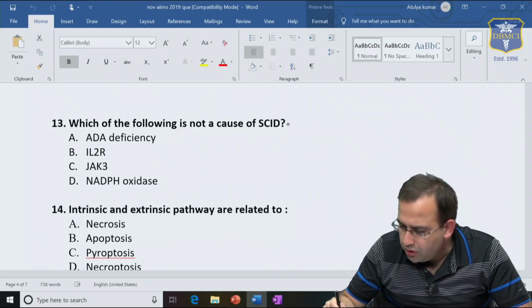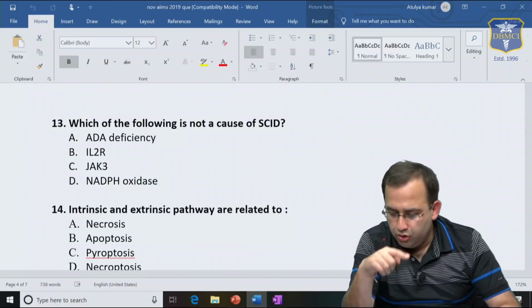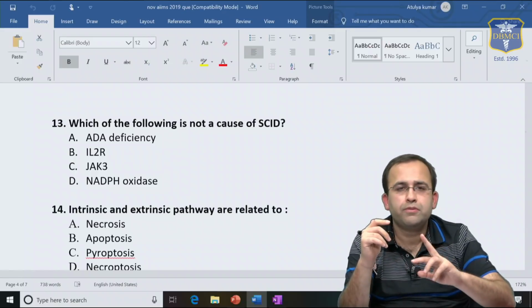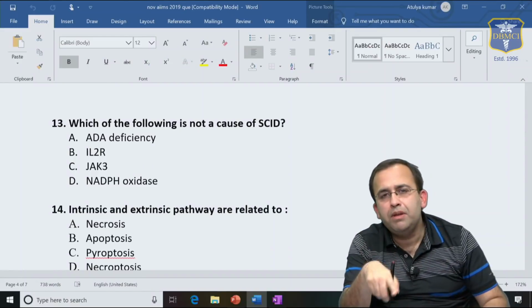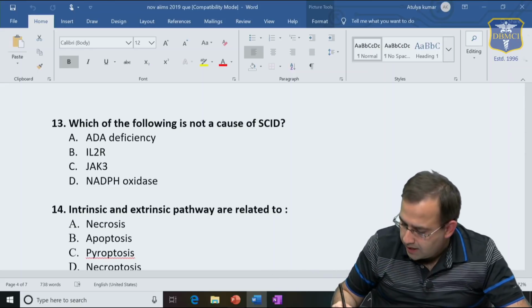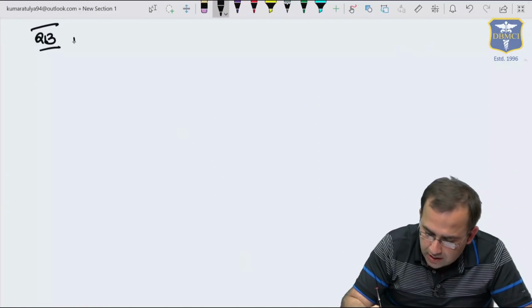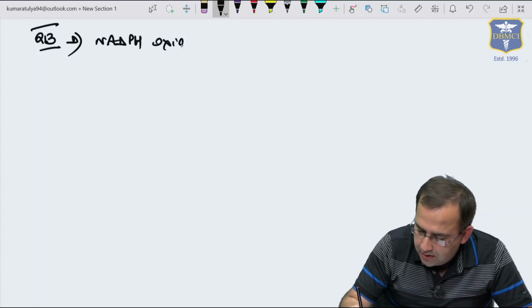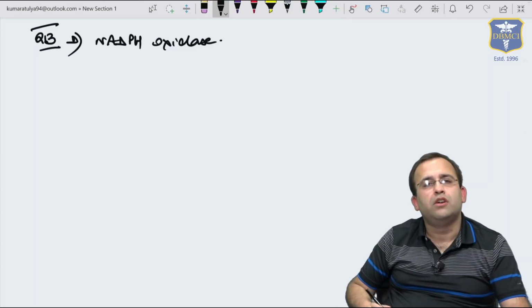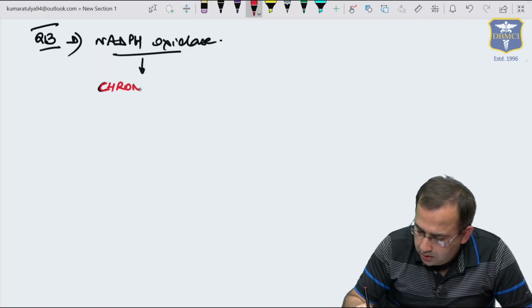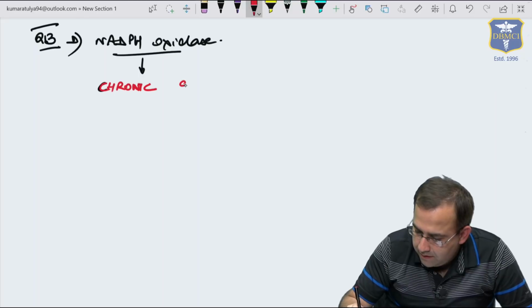Next, even if you did not know anything about SCID, you knew from biochemistry that ADA deficiency is a cause of SCID. Okay, you did not know option 2, 3, but you know that NADPH oxidase deficiency causes chronic granulomatous disease. Hence, both ways, I will consider this as an easy and non-discriminatory question. The answer is D, that is deficiency of NADPH oxidase. This causes chronic granulomatous disease.